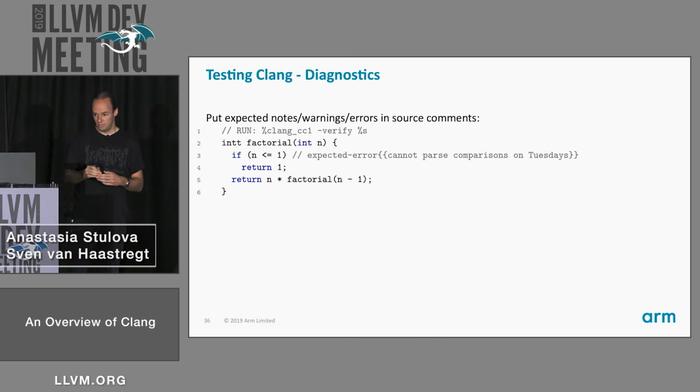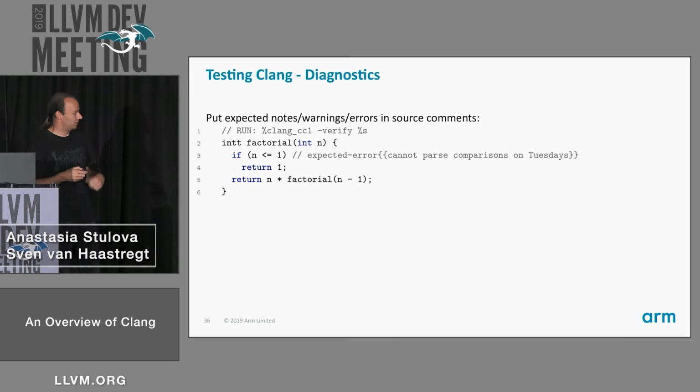In this example, I've introduced a problem on line 2. You can see there's an extra t after int. And on line 3, I put a special annotation, expected error, cannot parse comparisons on Tuesday. The expected error annotation is going to be interpreted by the -verify option, and that will tell -verify that on line 3 it should see an error, and if it doesn't, then clang -verify should fail. Hopefully Clang is not going to emit this error, of course, because we want to be able to parse comparisons any day of the week, not just on Tuesdays.